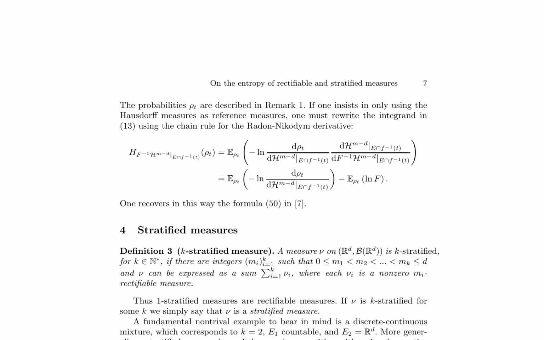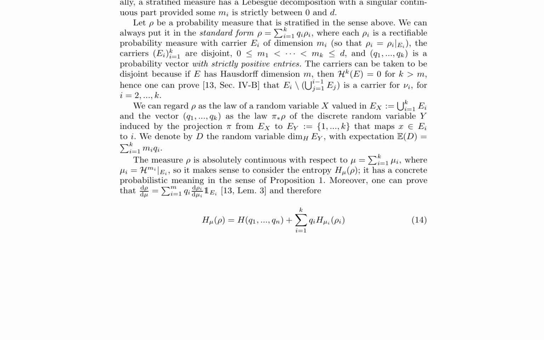A stratified measure has a Lebesgue decomposition with a singular continuous part, provided some dimensions are strictly between 0 and d. Consider a probability measure ρ that is stratified, which can be put in the standard form as a mixture of k-rectifiable probability measures, each with a carrier of different dimension. The carriers can be taken to be disjoint, and the measure ρ can be regarded as the law of a random variable x valued in the union of the carriers.